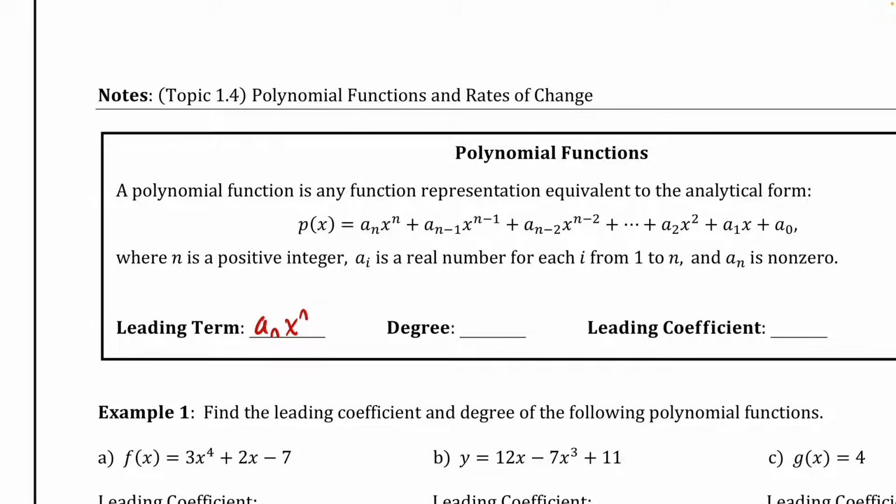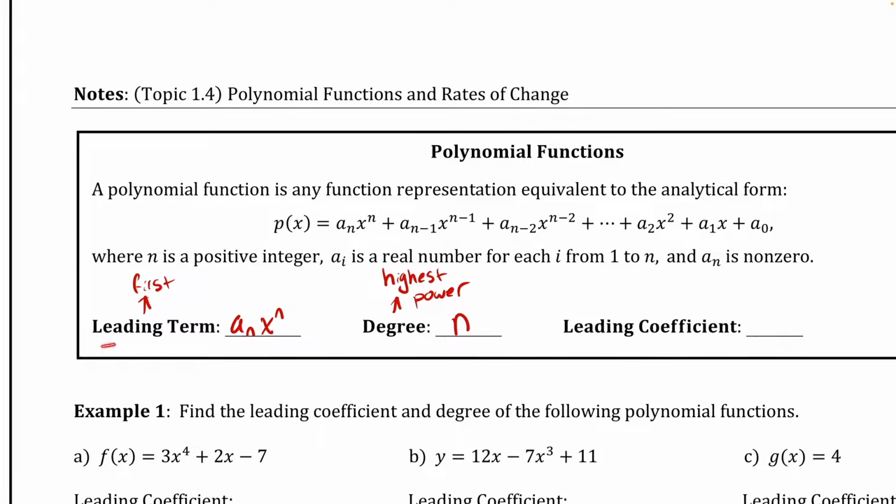Another way of saying the degree, so the leading term is just who's first. The degree is the highest power. That number right there is the degree. The degree in this one is n. It's usually the number out front. If you're writing these in standard form, then you should have the highest power out front, so it should be the power of that first term.